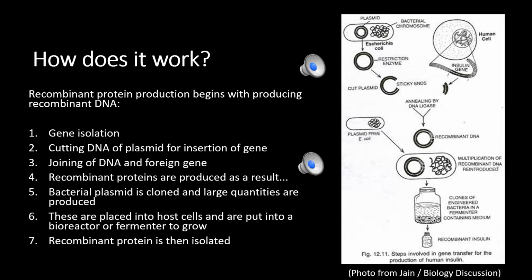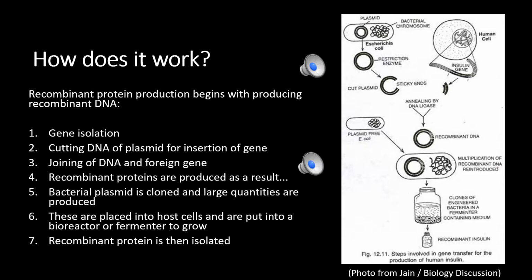The bacterial plasmid vector is cloned and large quantities of the plasmid DNA are produced then placed into host cells, which produce the foreign protein from the recombinant DNA. To allow large production, the host cells are placed in a bioreactor or fermenter to grow, and the recombinant protein is then isolated. These proteins are then applied in medicine to produce revolutionary treatments, drugs and therapies for illness, disease, and cancer. These applications will be discussed in the next few slides.